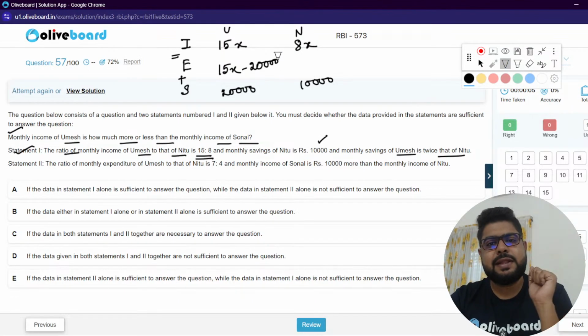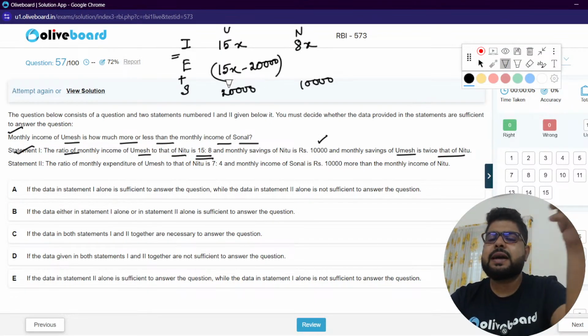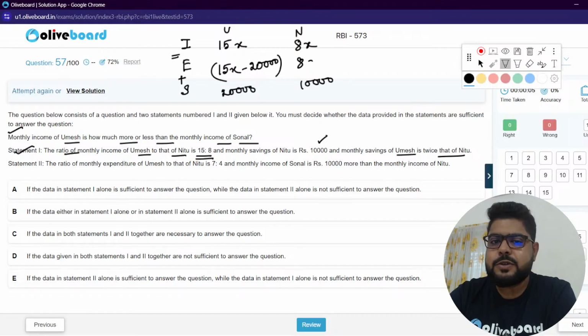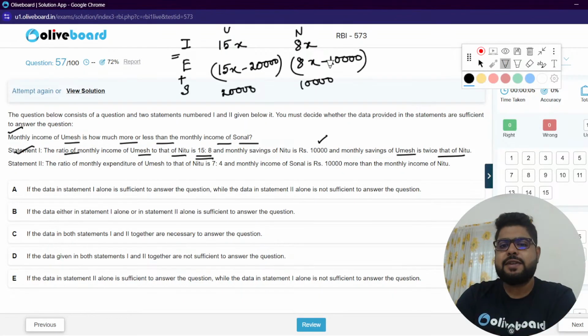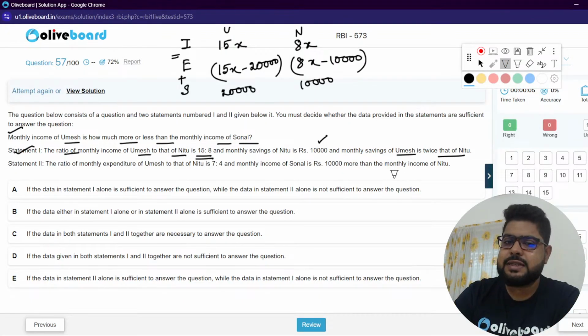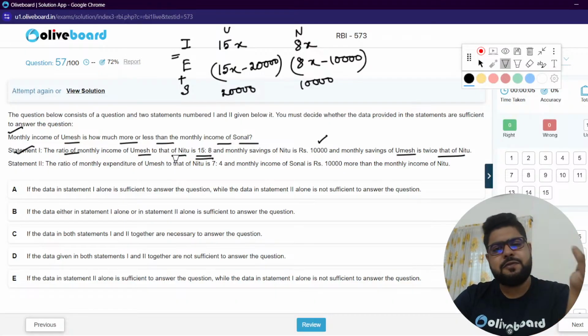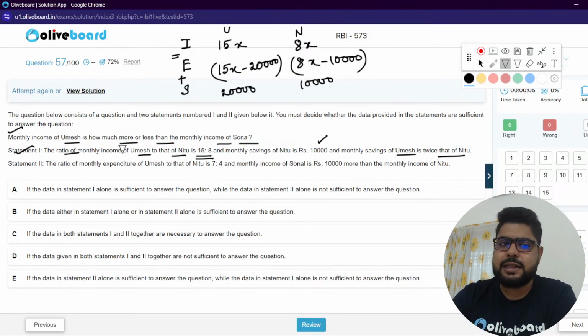Because expenditure will then definitely be income minus savings. So it is 8x minus 10,000. Perfect, sir. So these two are given to you guys. This is the first statement. But again, from the first statement, I cannot find anything.